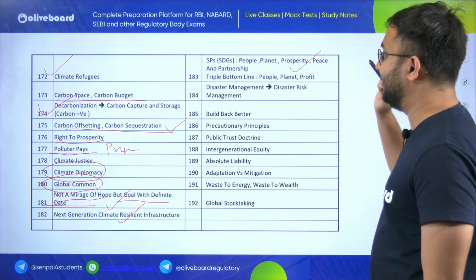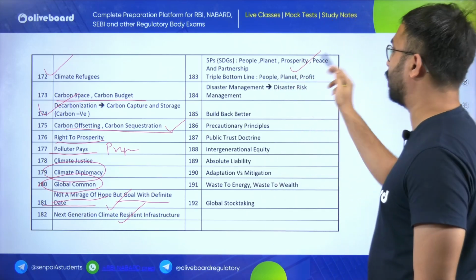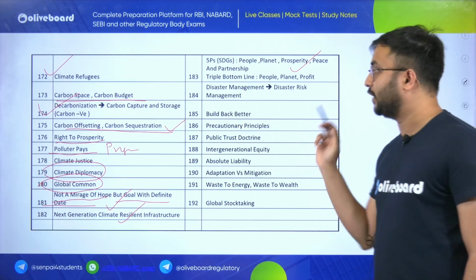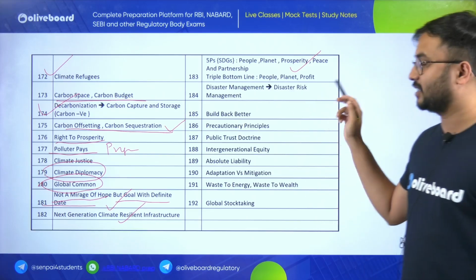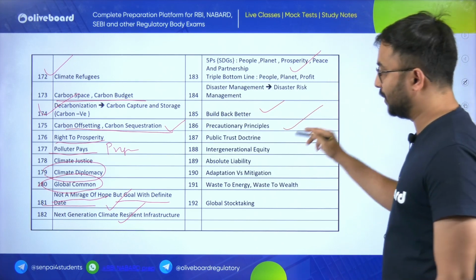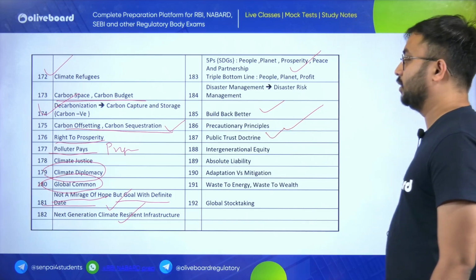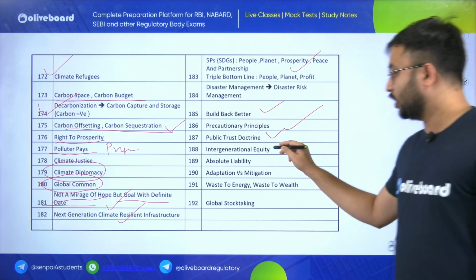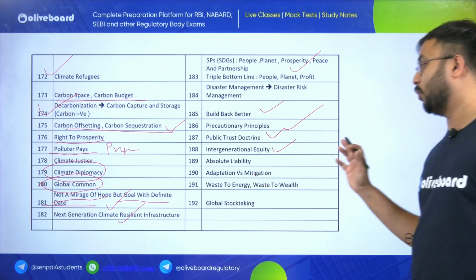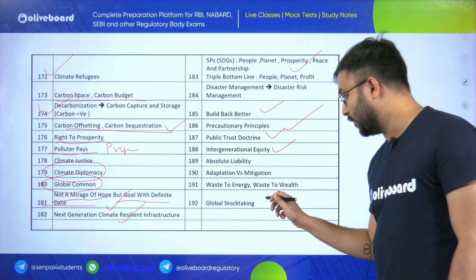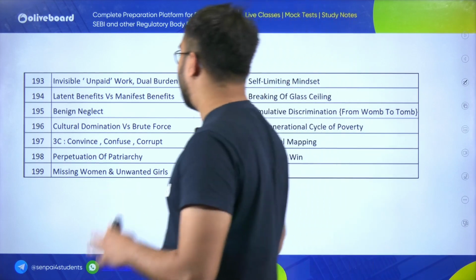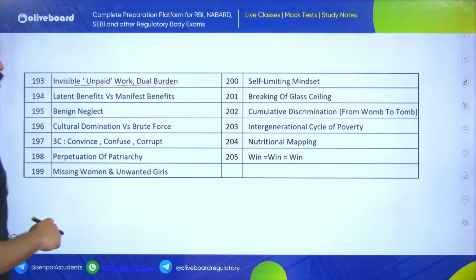5 P's for SDGs, Sustainable Development Goals: people, planet, prosperity, peace and partnership. Triple bottom line. What is this? People, planet, profit. Disaster management, that is disaster risk and management. Lastly, build back better, precautionary principle. Then public trust doctrine, intergenerational equity, absolute liability, adaptation versus mitigation, waste to energy, waste to wealth, and global stocktaking.